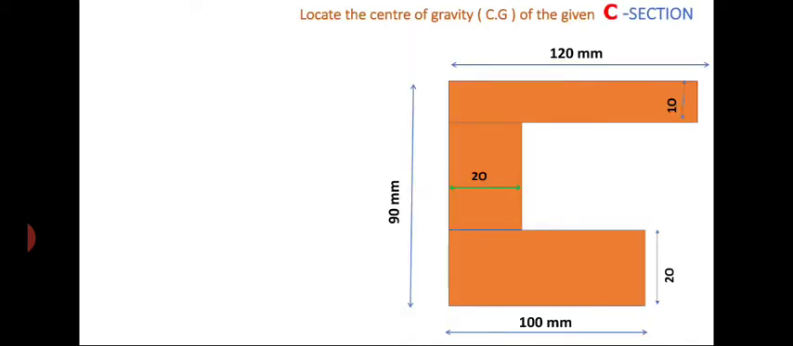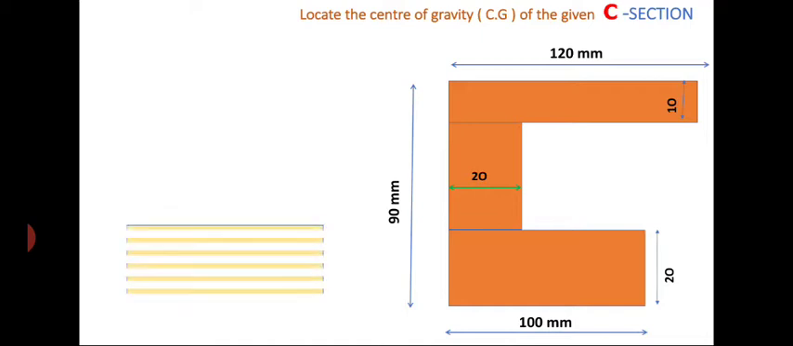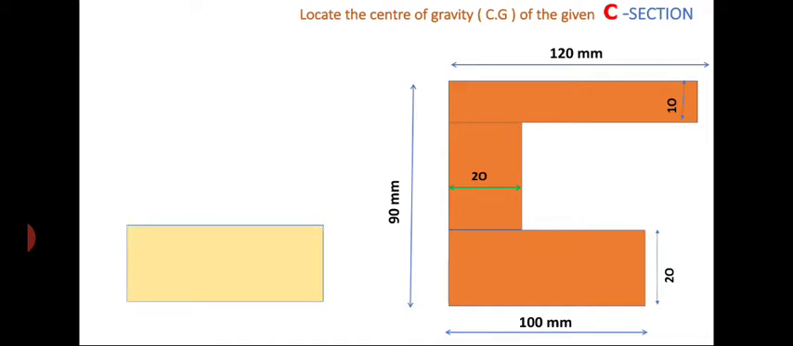Now look at the problem. Locate the centroid or center of gravity of the given C section. The given figure is here. First of all, the given C section is split up into three rectangles. That is, the bottom horizontal rectangle as the first section.